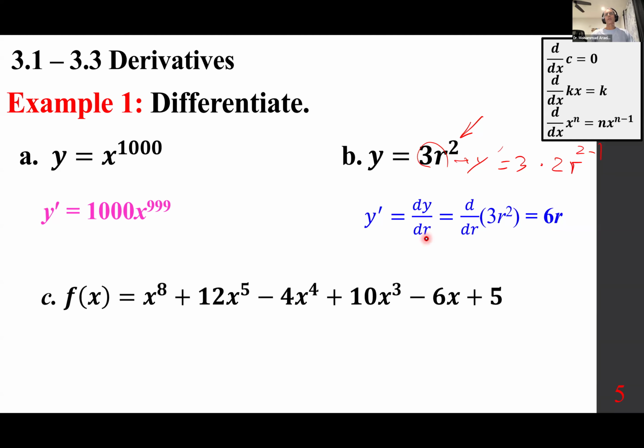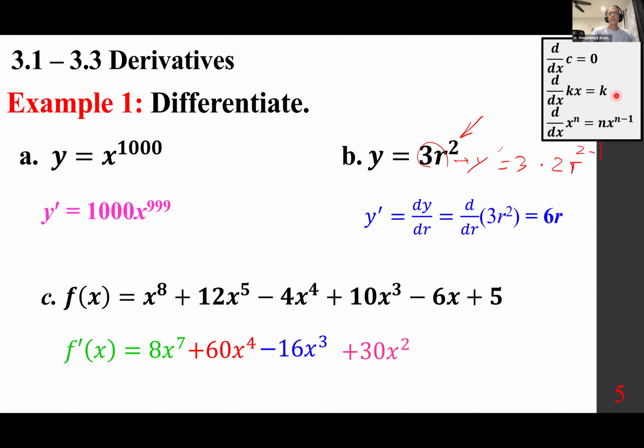Now, as far as this polynomial is concerned, to differentiate, we're going to do it term by term, starting with the first one. 8 sits in front, and the exponent goes down by 1. So f prime of x starts with 8x to the power of 7. This one, 12 times 5, plus 60x to the power of 4. This one, negative 4 times 4, negative 16x cubed. This one, you multiply these two, plus 30x to the power of 3 minus 1, x squared.